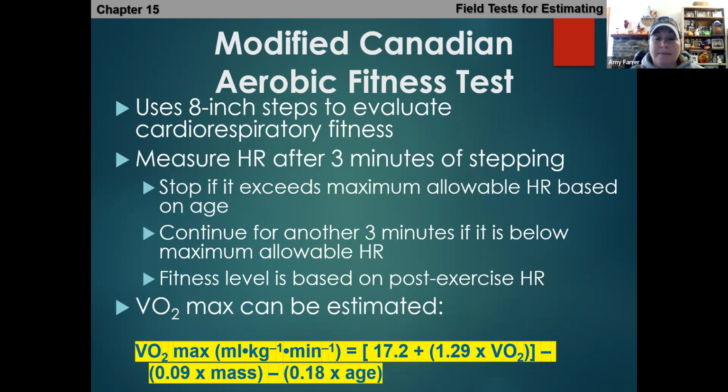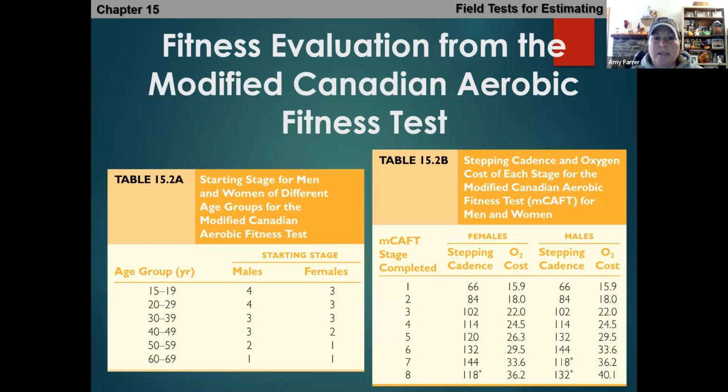There is a step test. That's the Canadian modified aerobic fitness test. If you put that into YouTube, you're going to find some videos, and you'll be able to use this calculation to assess that ability. So again, when we start to look at these, there are standards that have been found over time. This one just gives you a good idea of where you should start for that starting stage, and then what this translates into for oxygen cost. So again, if you Google them, you can see how they are.